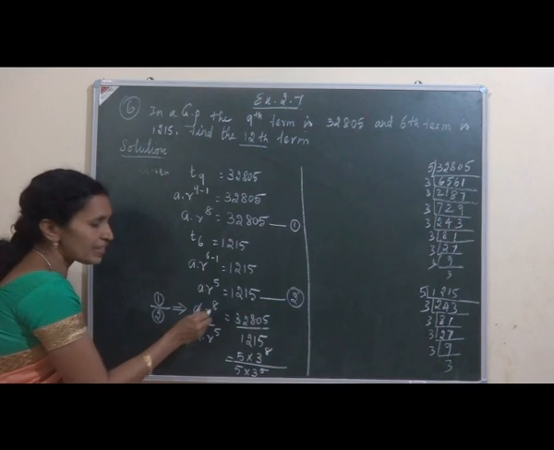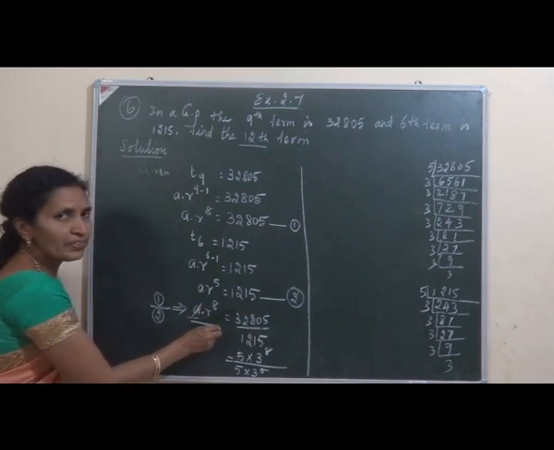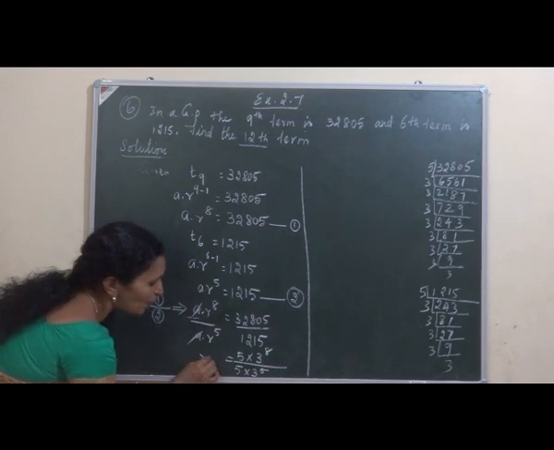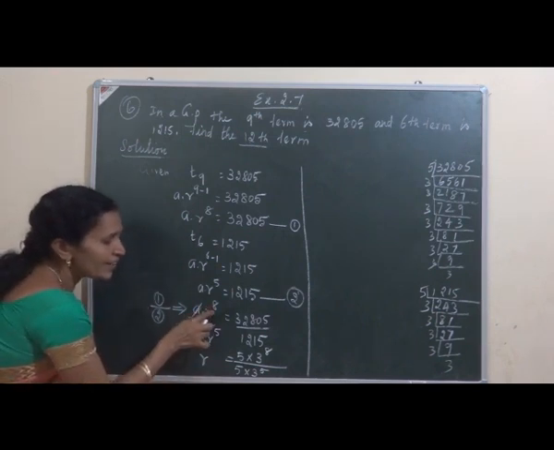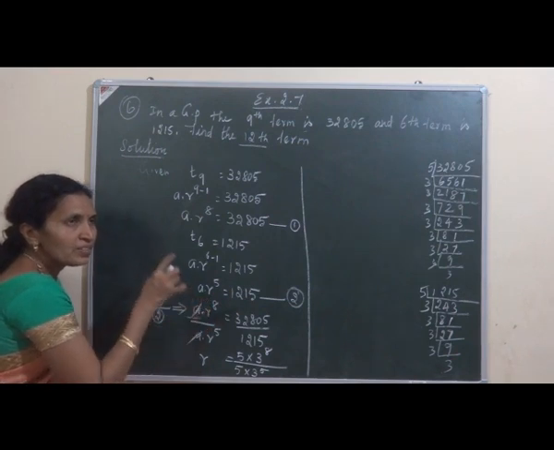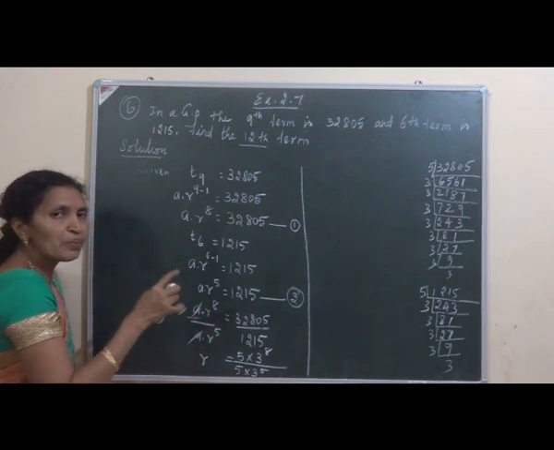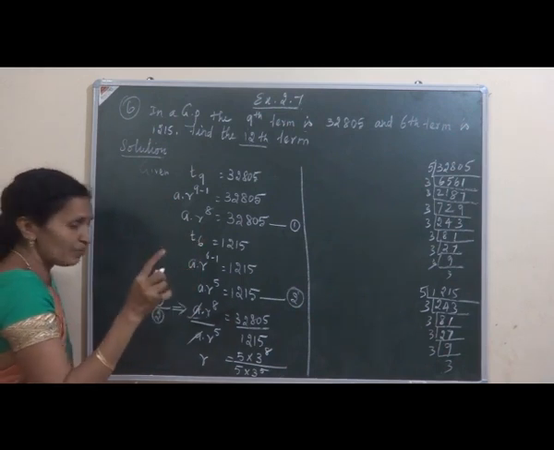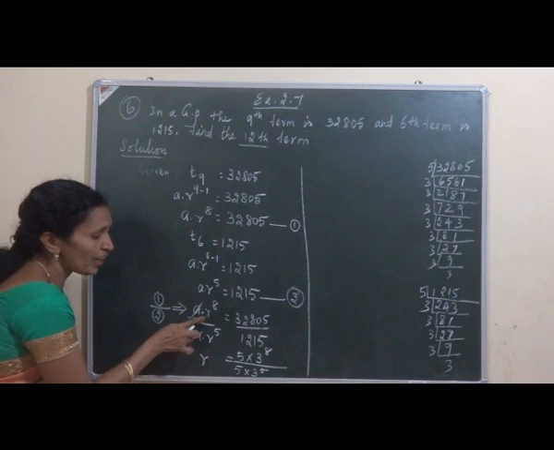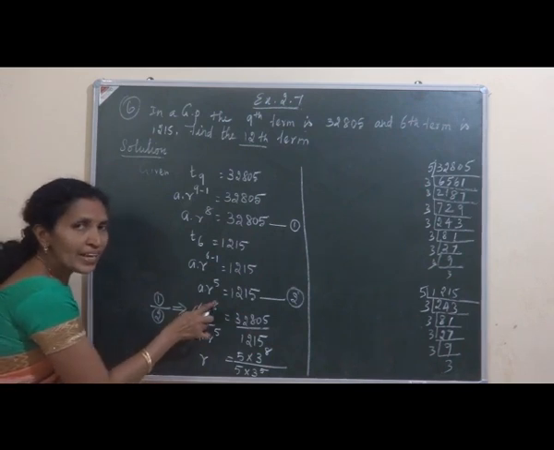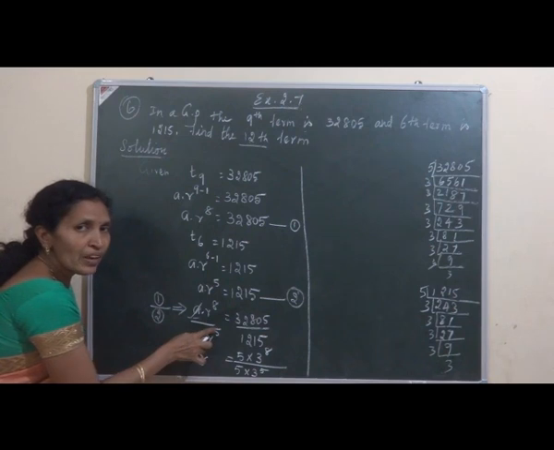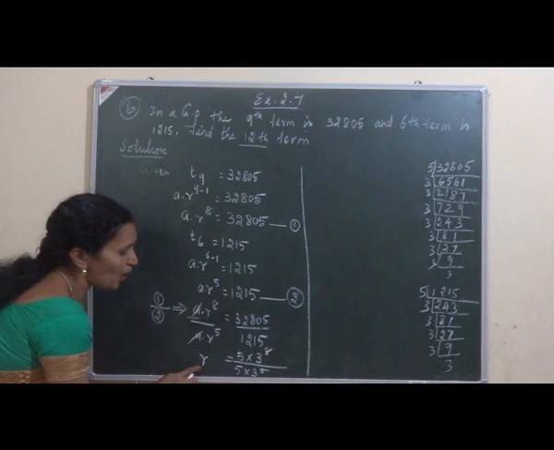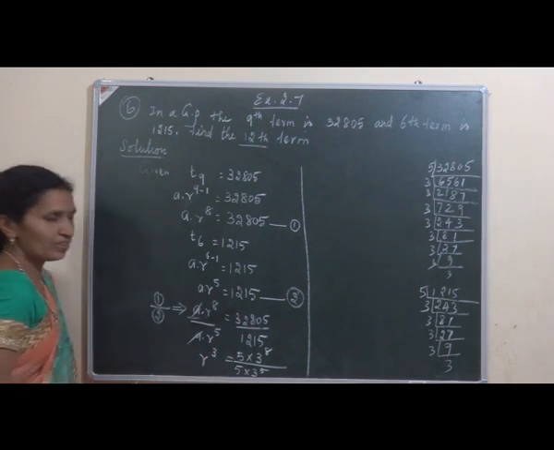R power 8 divided by R power 5. Okay, so again write how it will come. R power 8 minus 5. Right? A power m divided by A power n equals A power m minus n, the same formula. So here also R power 8 divided by R power 5 is R power 8 minus 5, that is R power 3.